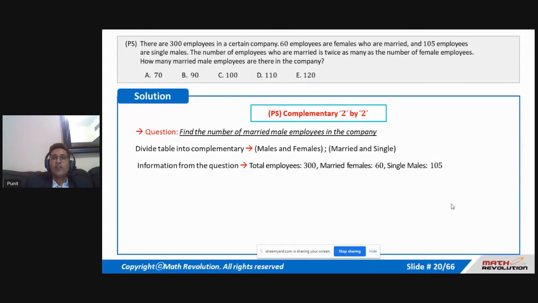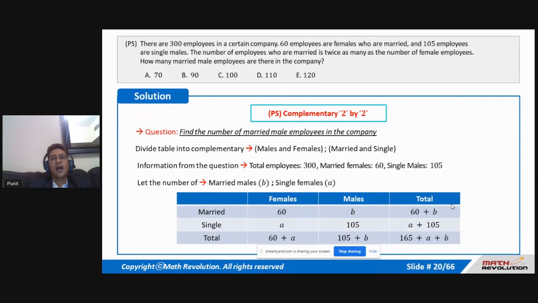Let's talk about the information that we get from the question. We have total employees as 300. We have married females as 60. We have 105 single males. This is how my complementary table would look. I'll assign the numbers. Let the married males be B and let the single females be A. So I have married females as 60, single females as A, so my total females are 60 plus A. I have married males as B and single males as 105, so my total males become 105 plus B.